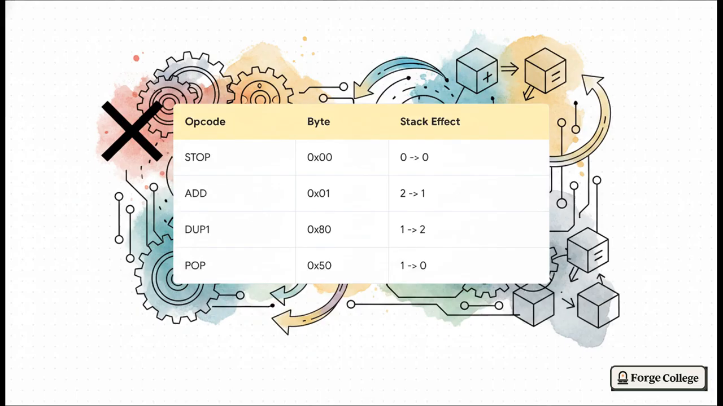Take the STOP opcode, byte 0x00. It takes 0 items and pushes 0. It just halts execution. But look at ADD, byte 0x01. It takes 2 items off the stack, adds them together, and pushes 1 result back. 2 to 1. POP takes 1 and leaves 0. DUP1 takes 1 and duplicates it, leaving 2. It's a perfectly balanced mechanical equation every single time.